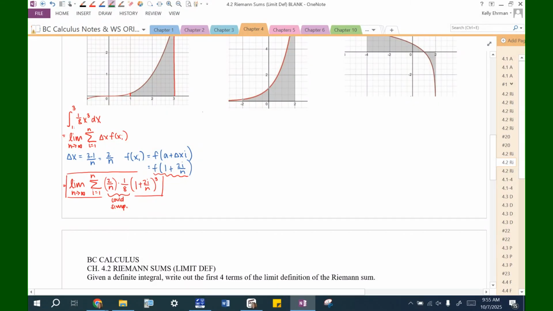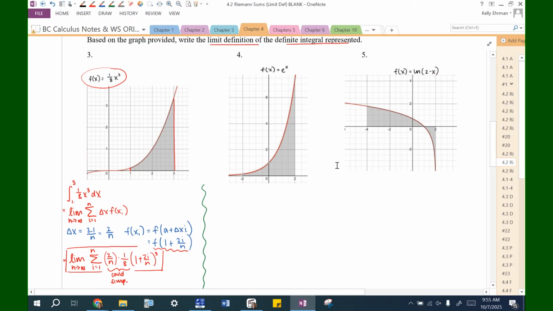Let's set it up again for number 2. So this time we have a different function. We have a different shaded area. It goes from -2 to 2. So in general, I'm trying to do the integral from -2 to 2 of e to the x dx.